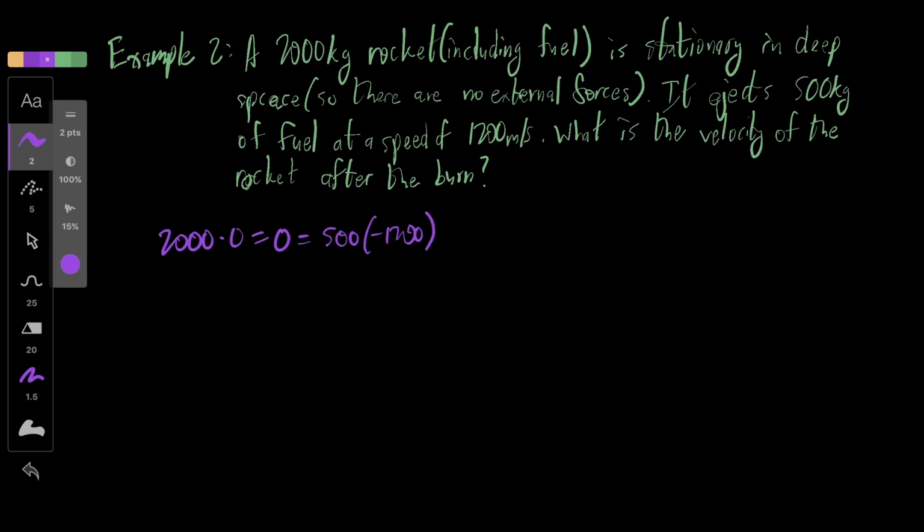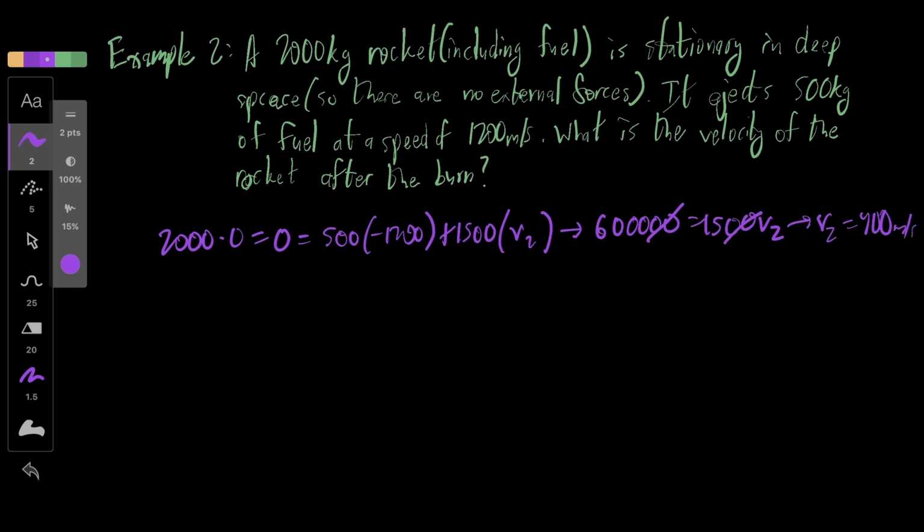Now, we know the mass of the rest of the stuff would be 1500, and we have our V2. So 500 times 1200, so 60 followed by 4 zeros, or 600,000, is equal to 1500 V2. Now, dividing everything, we get V2 is equal to 400 meters per second, forwards, not backwards.